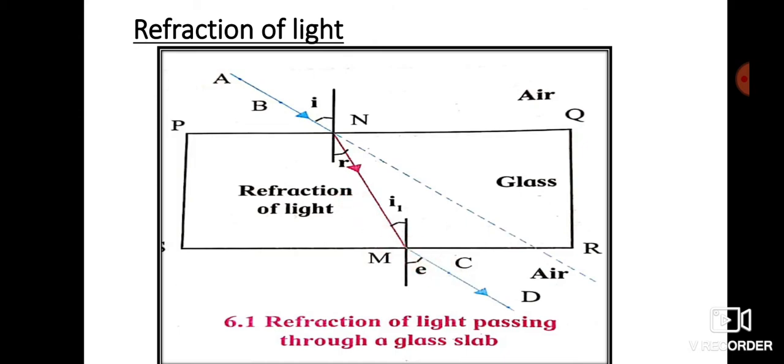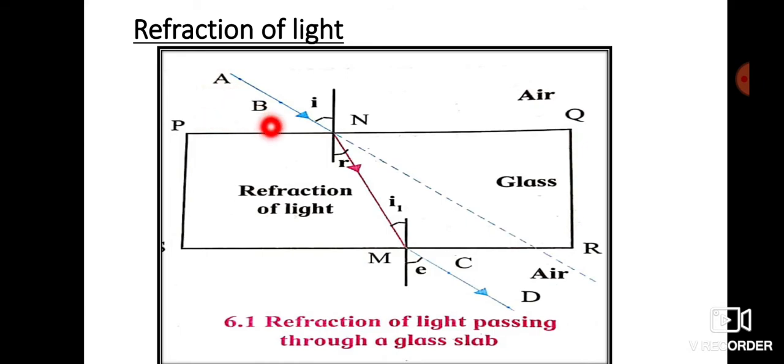So because light is moving from one transparent medium to another transparent medium, there is bending of the ray of light. This process is known as refraction of light. Now let me ask you a question. Will light travel through a glass slab with the same velocity as it travels in air? So far we were discussing the direction of the ray of light.